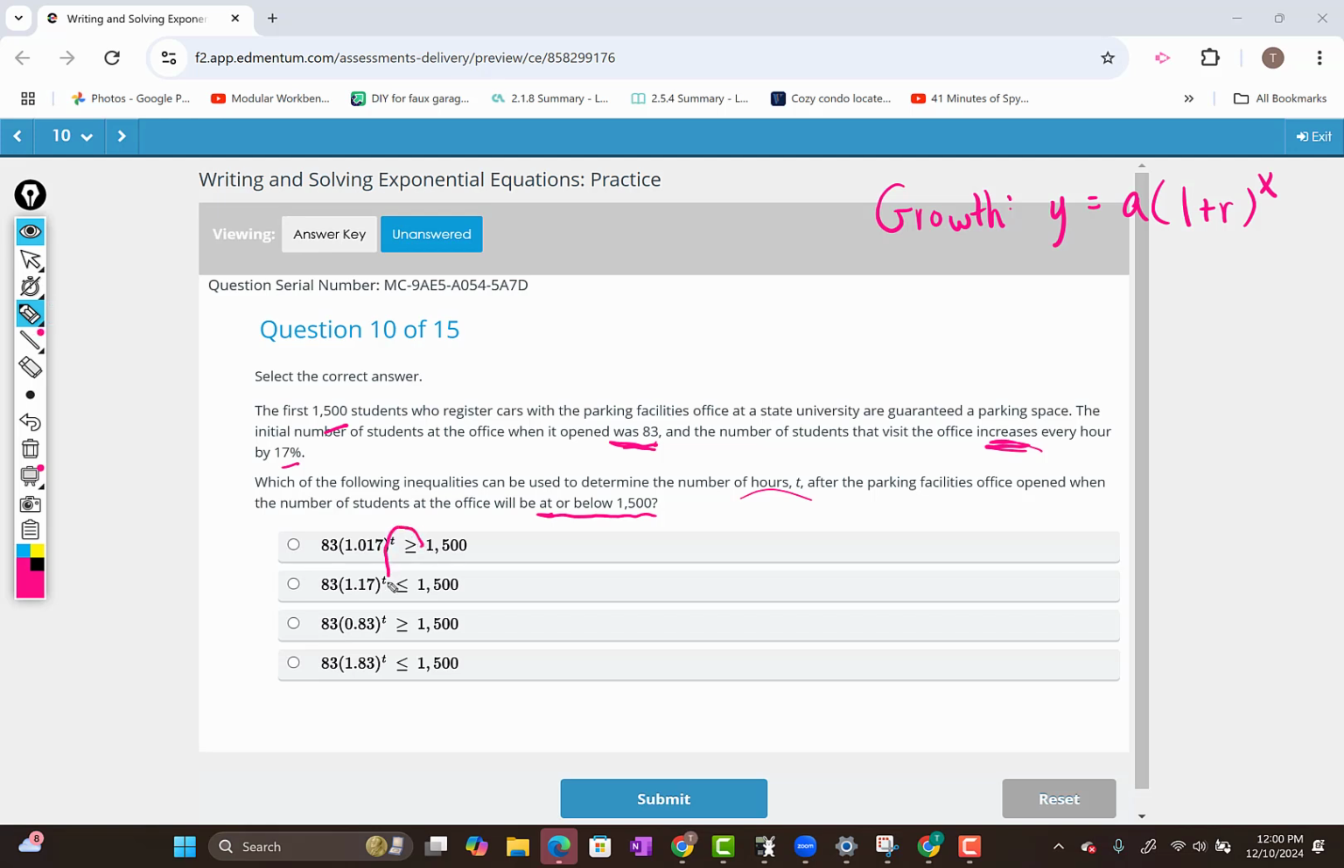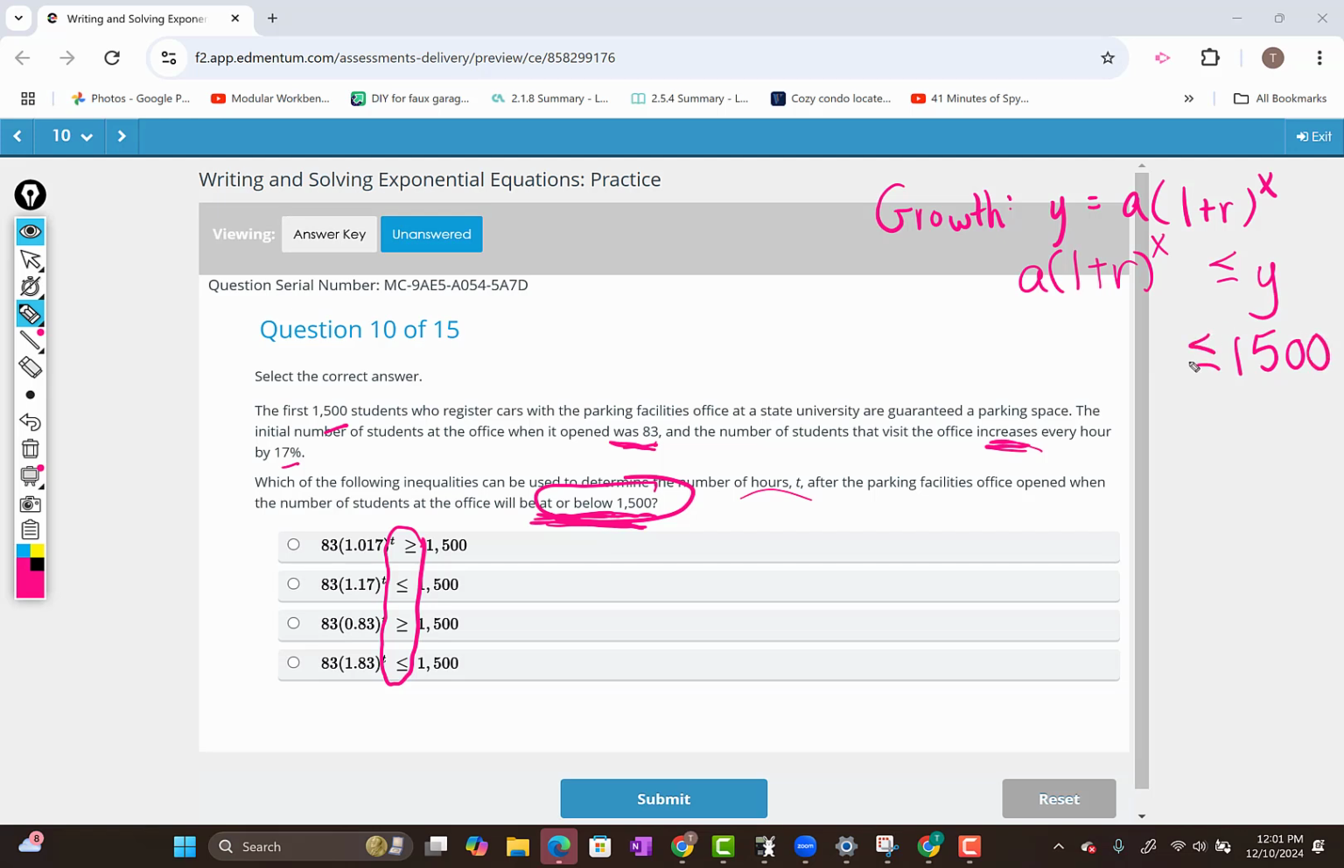Second thing I see from the answer choices and from the word problem, this isn't an equation. It's an inequality. So it's not going to be y equals. They tell us specifically we want the number of students at the office to be at 1,500 or below that number. So that means y, I'm going to write it on the right side because that's how they have it written in the problem, is going to be greater than or equal to our a times 1 plus r raised to the x power. Now that y number tells us right here is 1,500. So we can replace y with 1,500.